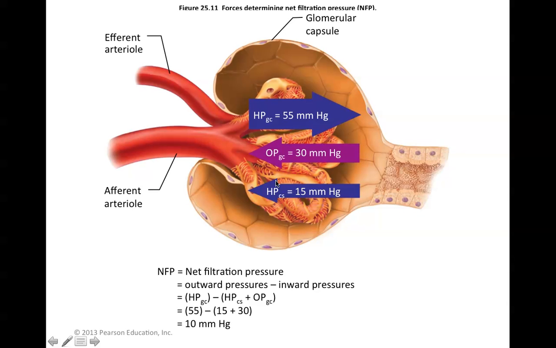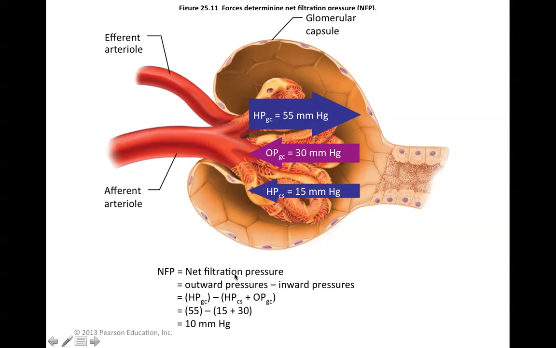And then we have another pressure, which is the hydrostatic pressure of the capsular space. There's just a small amount of pressure that's always going to be pushing back inward, because there is still a certain amount of fluid inside of the glomerular capsule itself.